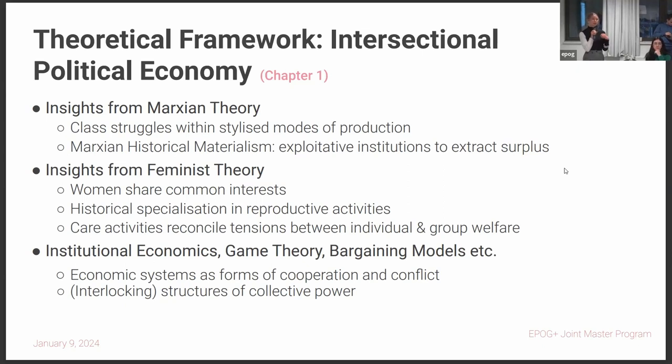So the idea that exploitative institutions were set up in order to extract surplus from someone or something. Then feminist theory, of course, highlights the notion that women do have some common interest due to their historical specialization in reproductive activities. And it also highlights that care activities can indeed bridge individual and group welfare. And then finally, we have some references drawn from institutional economics, highlighting economic systems as forms of both cooperation and conflict, and also highlighting structures of collective power.